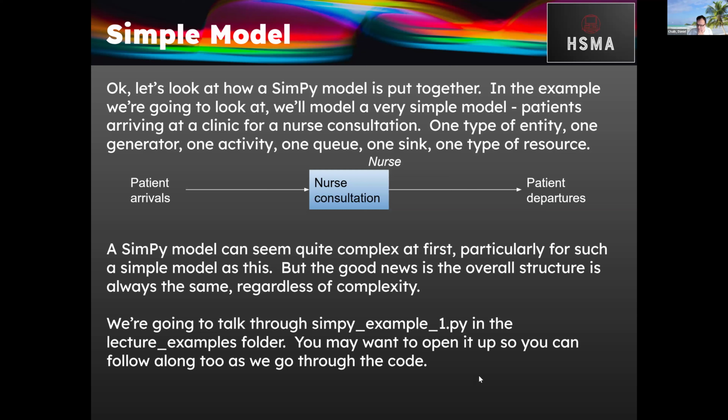In these slides I'm going to be talking through the SimPy example 1.py Python script, which is in your lecture examples folder for this repository for 2B. You might want to have that open. If you get distracted by having lots of screens open, don't worry. I'm going to talk through the code here, but if you did want to open it, that's the code I'm going to be talking through.